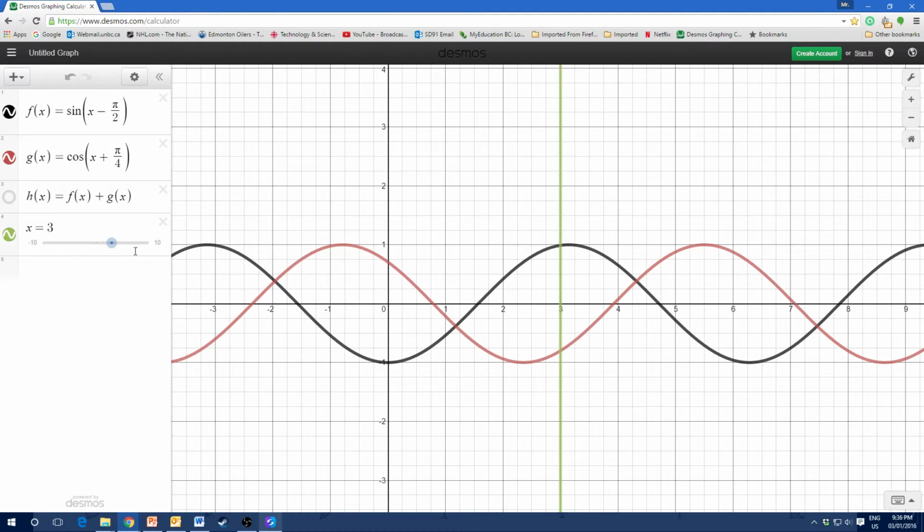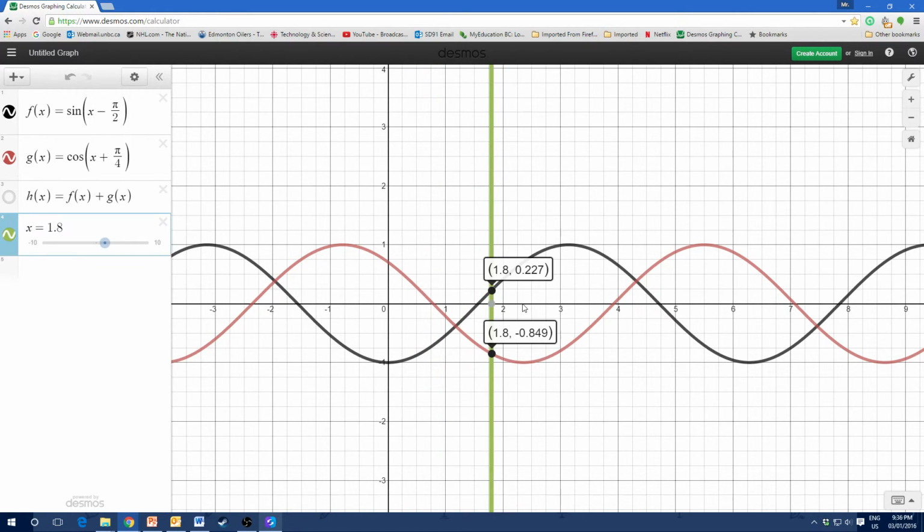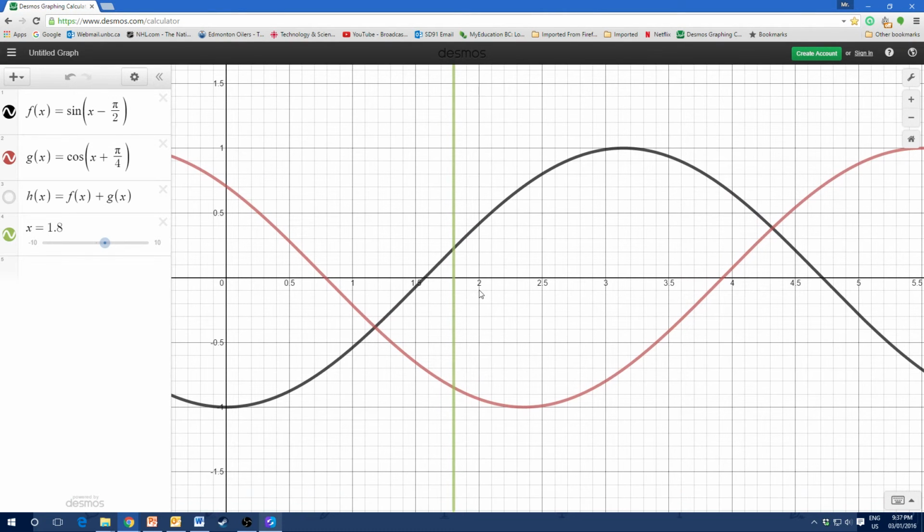Let's say here, or maybe here's probably the best one. Zoom in here. Okay, so here we have two waves. f of x is the black wave on top. g of x is the red wave on the bottom. So f of x has a value of 0.227. g of x has a value of negative 0.849. So the two waves are not in the same position. f of x is positive, g of x is negative.